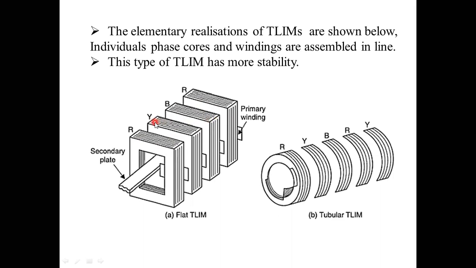Here, with individual phase cores and windings, there is a winding within the core of the motor. Here they are assembled in line. Another type of construction is the tubular one.